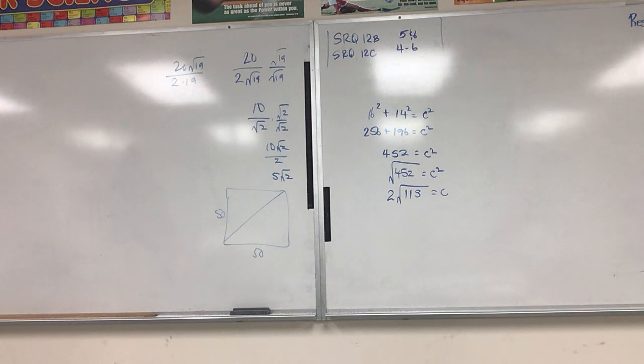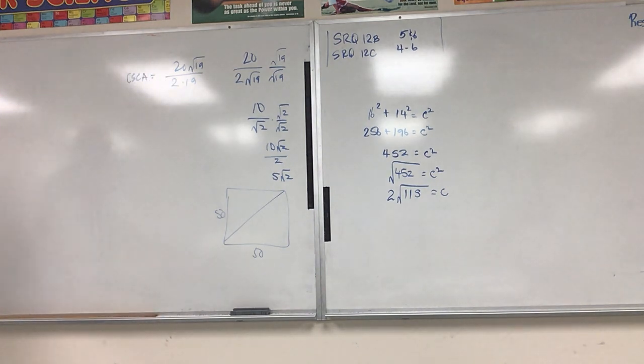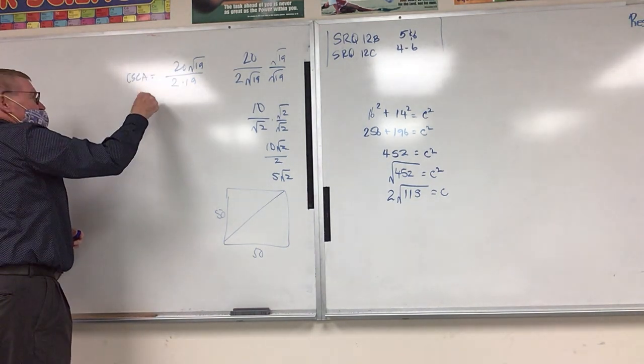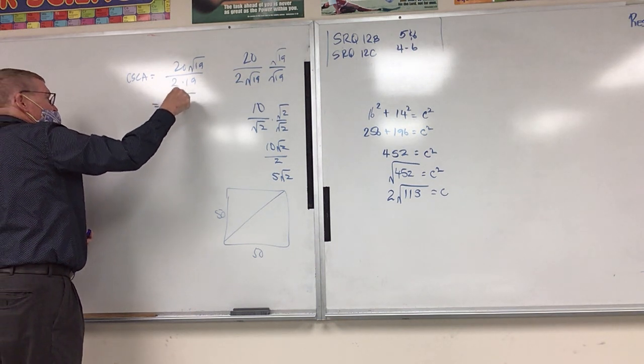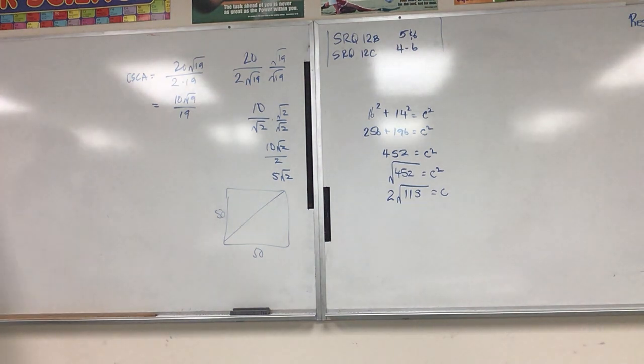Was that cosecant we're doing? You said secant, but what the problem is asking is cosecant, yeah. I said secant. All right, secant would be hypotenuse over adjacent. Correct. So this is really cosecant. All right, what happens to the 2 and the 20? So 10 square root of 19 over 19 is what we want to show you.